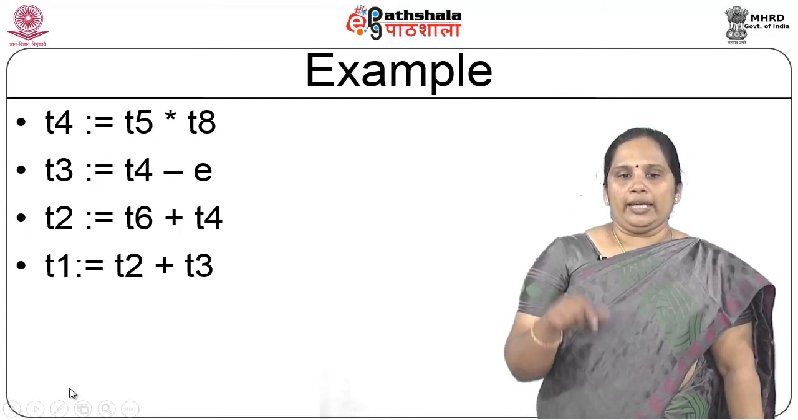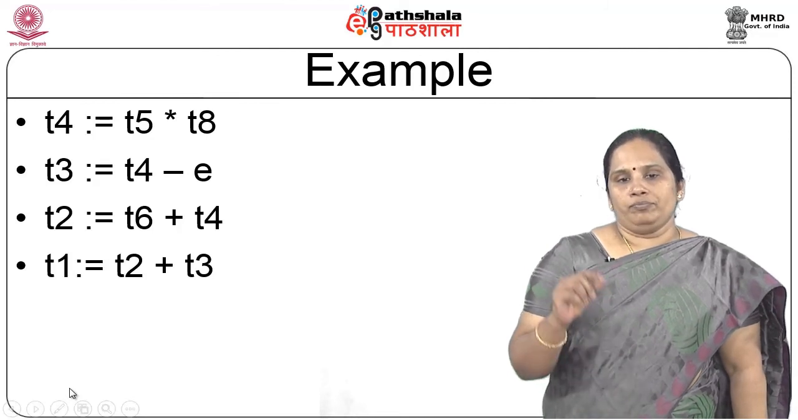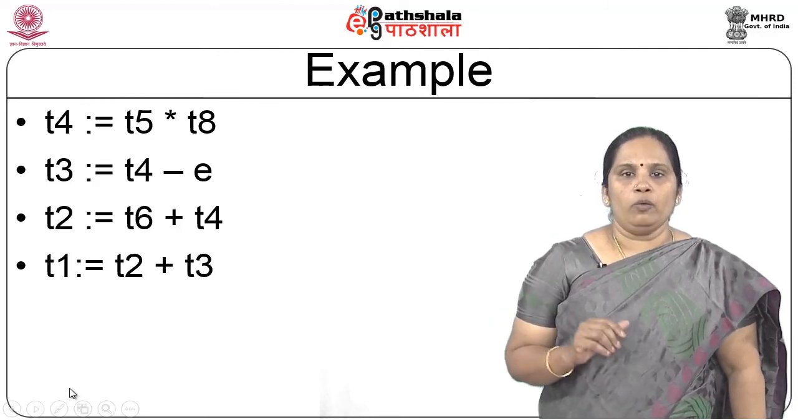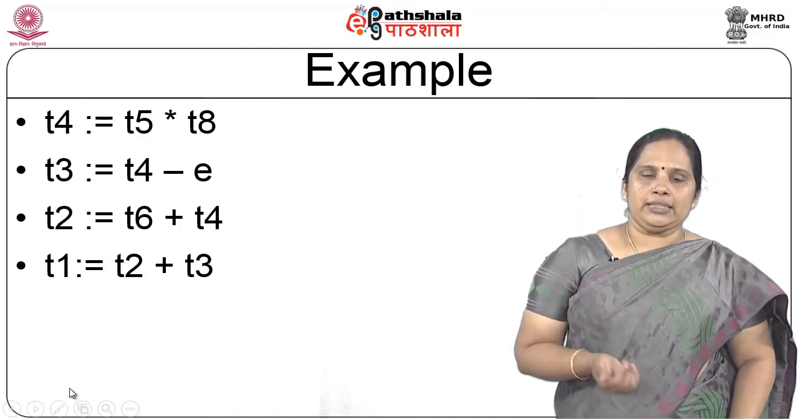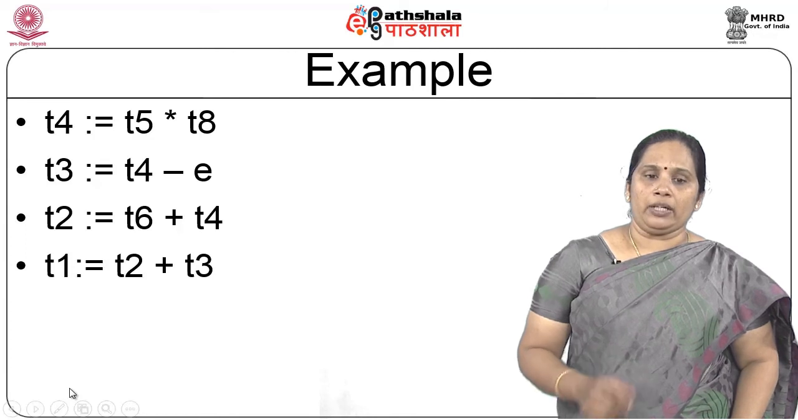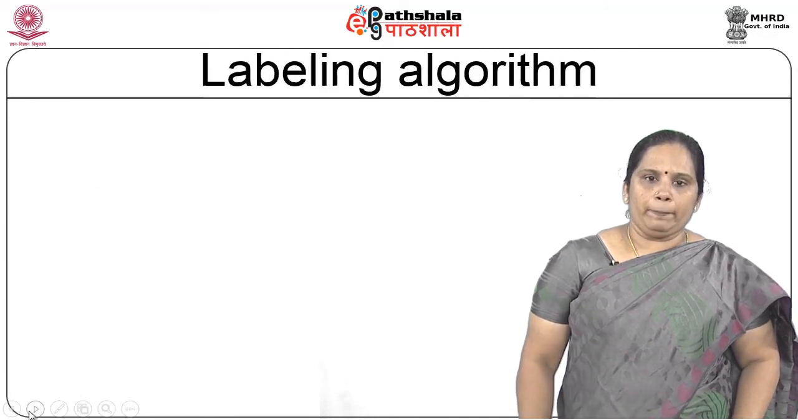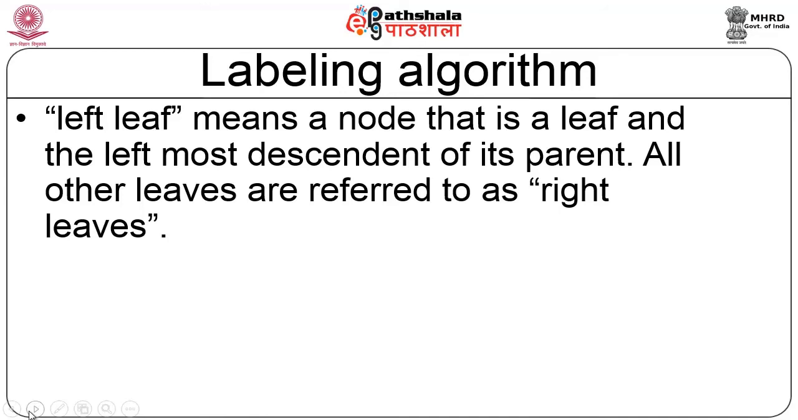Now to do that, again I will require labeling of the nodes. Labeling will be done with respect to determining how many registers are required to compute a particular node, interior node typically. Now in this context, a left leaf basically means a node that is a leaf and it is the leftmost descendant of its parent. A left leaf typically means it is the leftmost descendant of its parent, and all other leaves are referred to as right leaves.